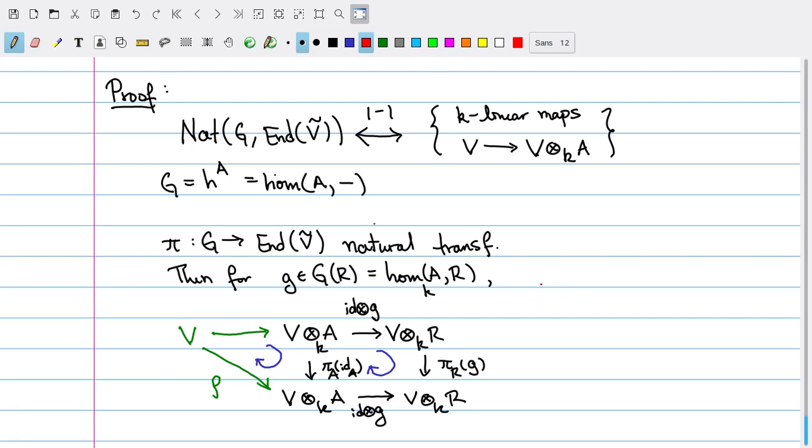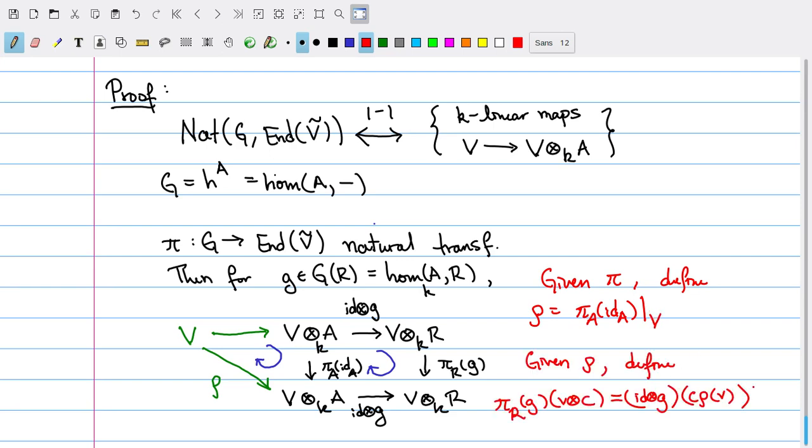In other words, given pi, we define rho to be the restriction of pi sub A evaluated at the identity of A, restricted to V. And given rho, we define pi sub R of g on simple tensors by setting pi sub R of g of v tensor c equal to the value of the identity tensor g evaluated at c times rho of v. This establishes the one-to-one correspondence.